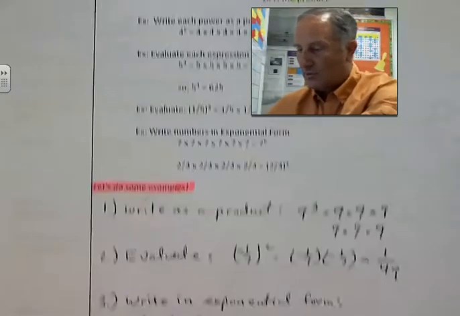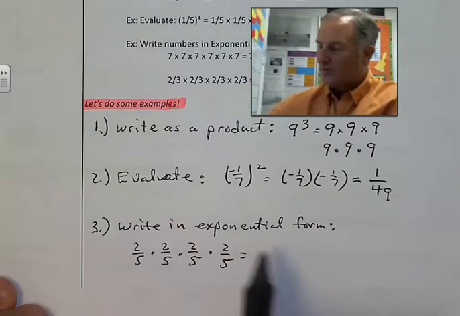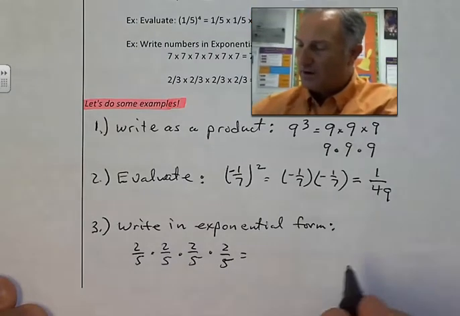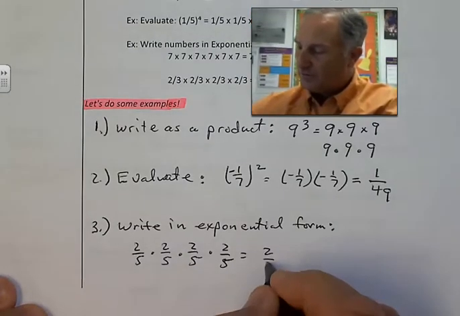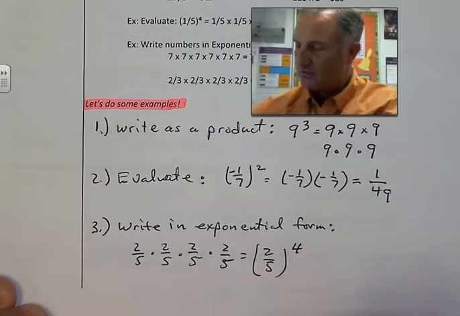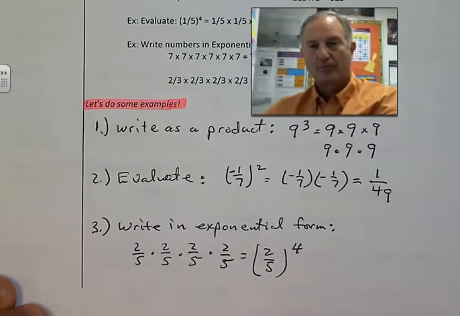Last example here I want to look at, write in exponential form. So we're going the other way with it now. It's already written out. Here's products. So our base is 2/5, and it's 1, 2, 3, 4 times it's been shown. So it's 2/5 to the fourth power.